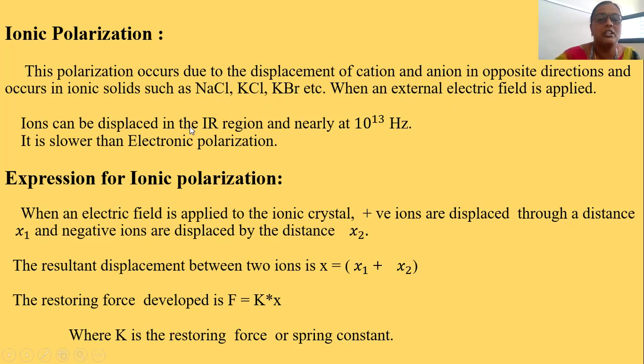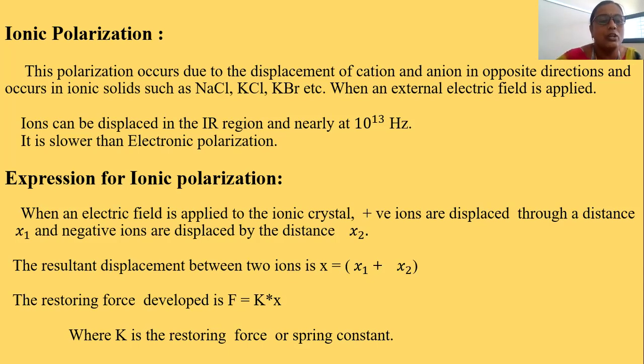Ions can be displaced in the infrared region, and the frequency they require is nearly 10 to the power 13 Hertz. This much frequency is needed for ionic polarization. This is a slower process in comparison with electronic polarization. Electronic polarization can be easily done, but ionic polarization is a little bit slower process.